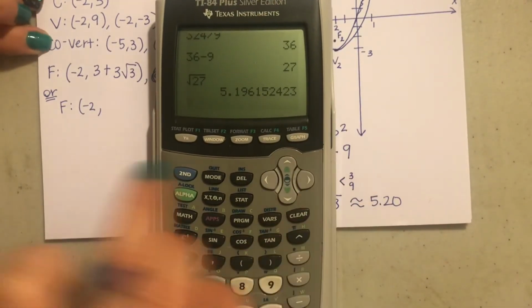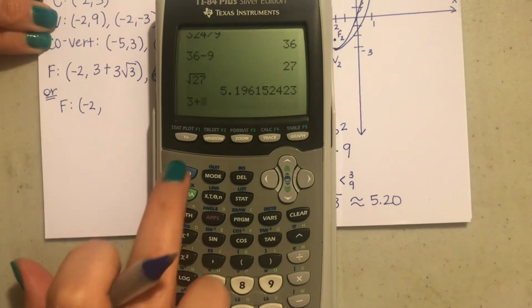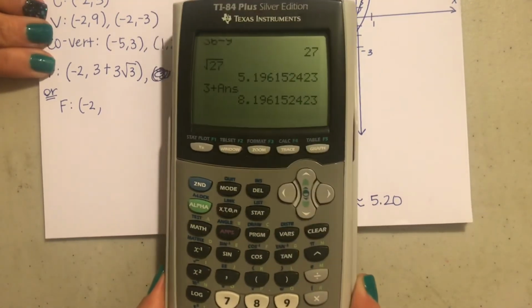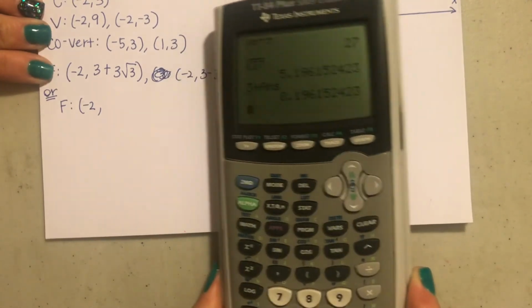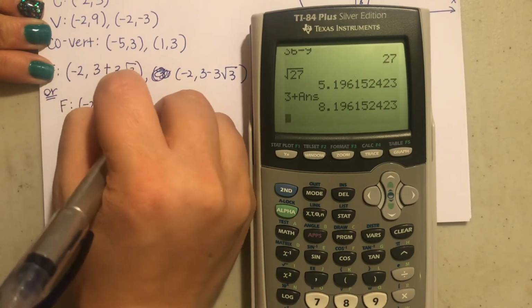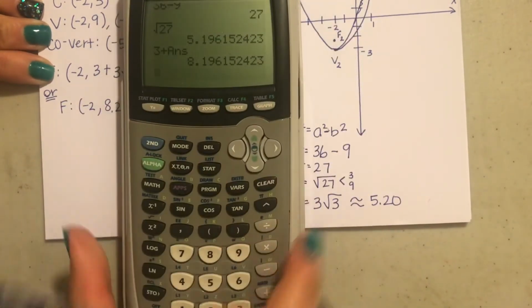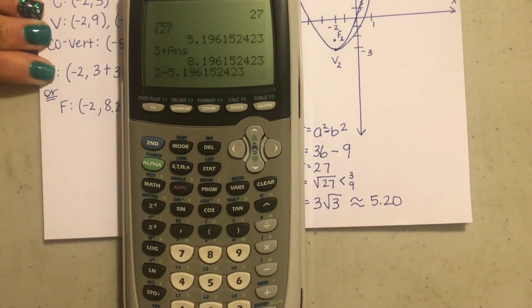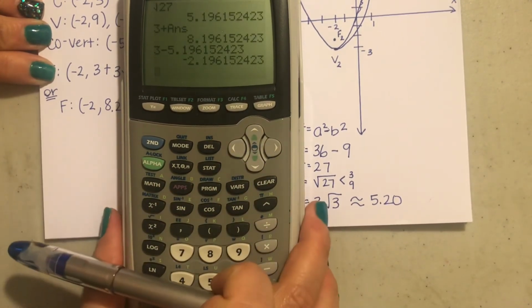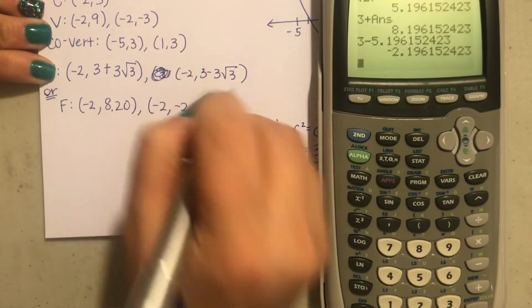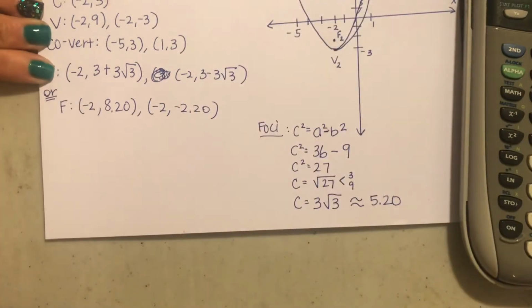-2, and we have our decimal for 3 square root 3, right? So 3 plus that answer, 8, which lines up with what we've got, 8.20, and -2, 3 minus that value, -2.20. And that agrees with what we're seeing on our graph anyway.